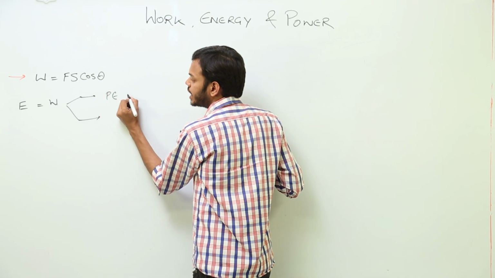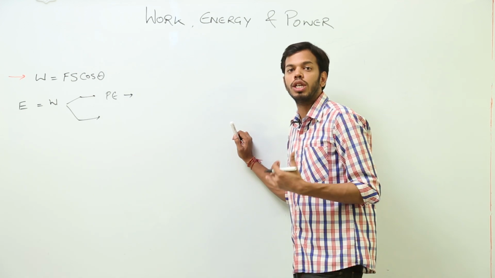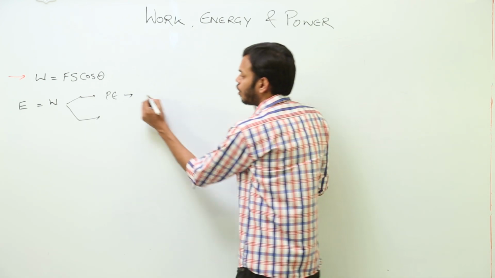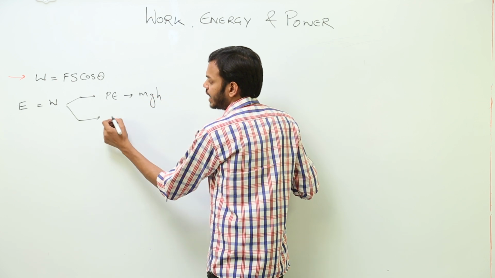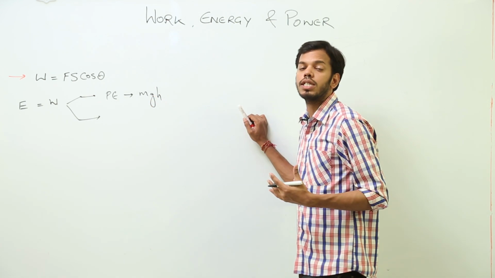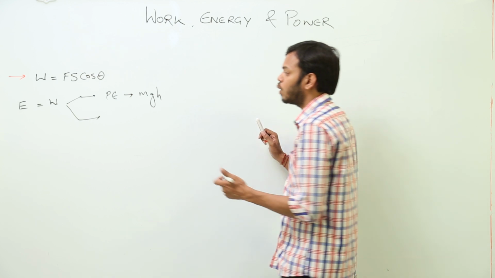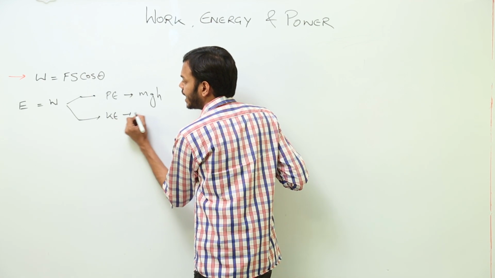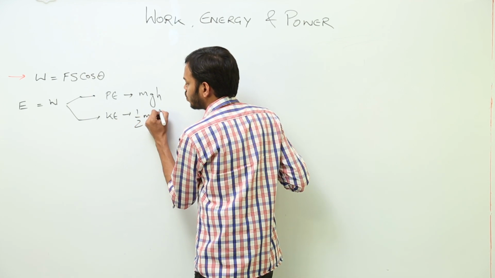Various forms of energy were discussed as per formula. One was potential energy, the energy possessed by a body by virtue of its position, and the formula was mgh. In the other case, the energy possessed by a body by virtue of its motion is kinetic energy, and kinetic energy is half mv square.